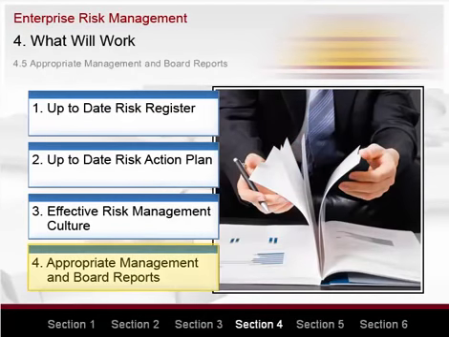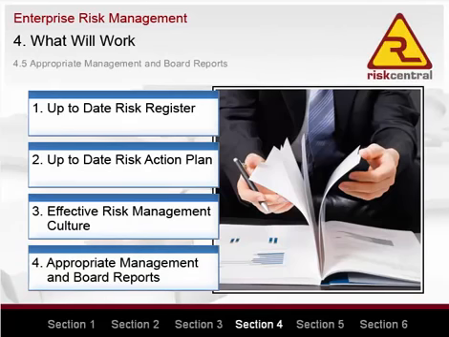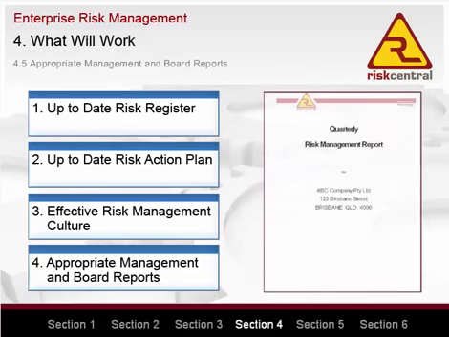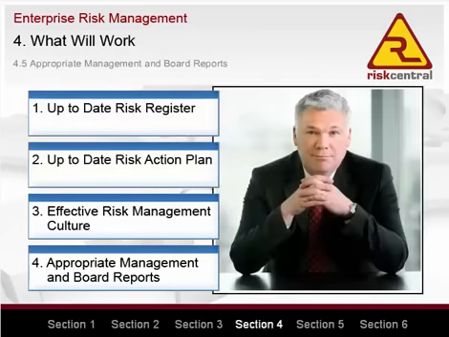4. Appropriate management and board reports. The accumulation of all the previous outcomes should be accurate, concise, and informative reports to help decision-makers make the best decisions. Regular management and board reports should include up-to-date risk registers and risk action plans for high-level risks. This will help ensure the directors and management are appropriately informed of larger risks, planned controls, the business cases for these controls, and other important details.